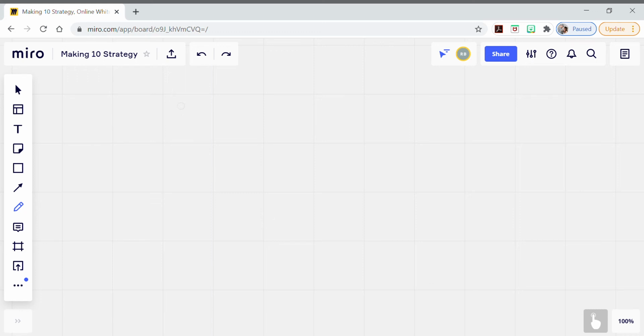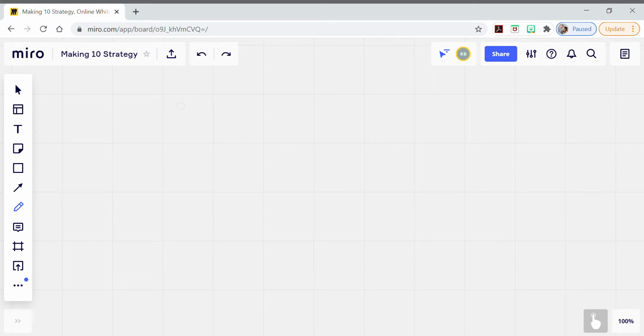Alright, so today we are going to talk about the making 10 strategy to add within 20. This is why it's been very important that we have been talking about what two numbers come together to give us a 10, because this is where we're really going to hone in on what two numbers make 10 and how we can get to 10 to help us solve addition problems to 20.